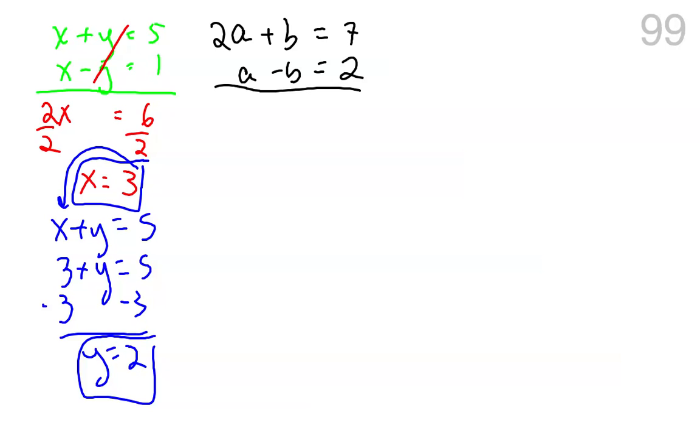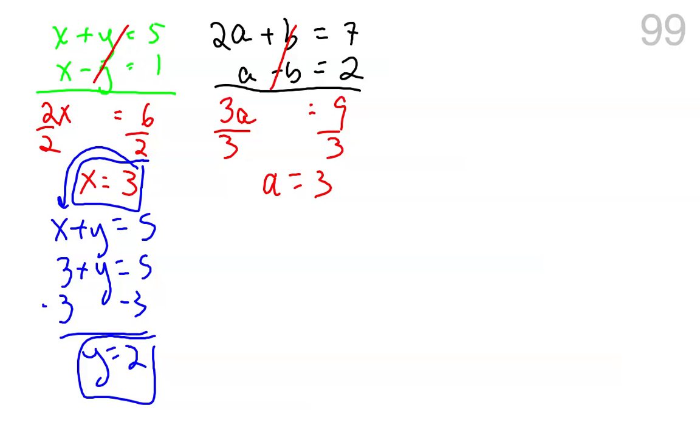Okay, now, what's really cool here is, as you look at this, you should say, oh man, I can do that: the fact that these b's match, right? So I can just add them up. What's 2 a's plus another a? 3a, good. Plus b minus b adds up to nothing, equals, what's 7 plus 2? 9, sweet. Divide by 3, a is 3.